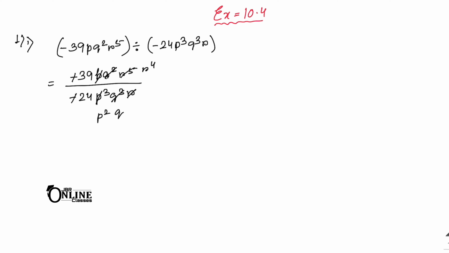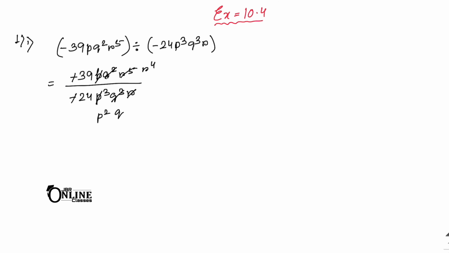When there is a divide operation, the power will be subtracted. Clear? As here the first one is p and the second is p cube, so the upper one is p to the power 1 and the lower one is p to the power 3. So 3 minus 1 it becomes 2. That's why p square. Clear?